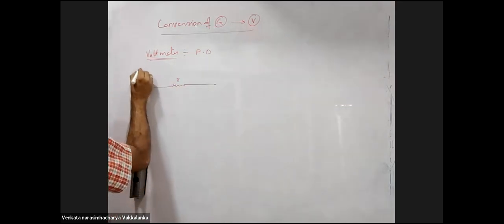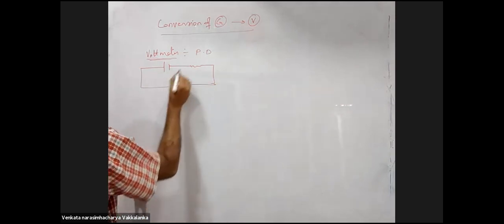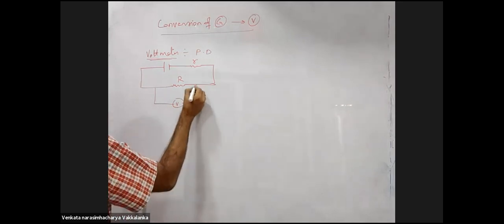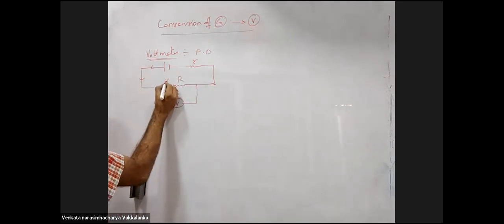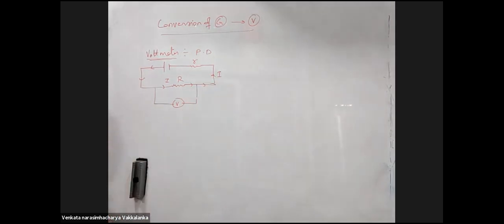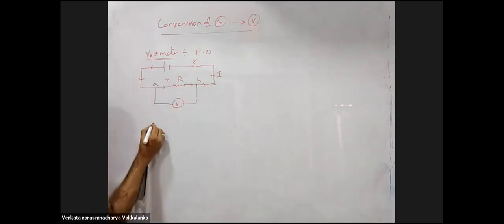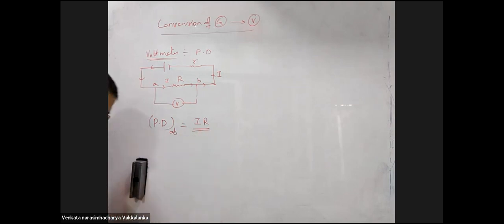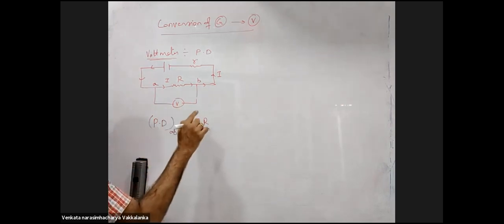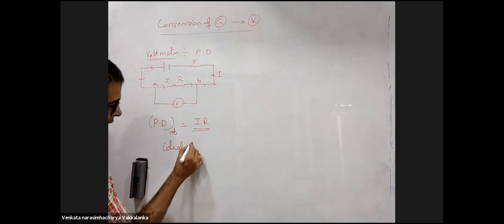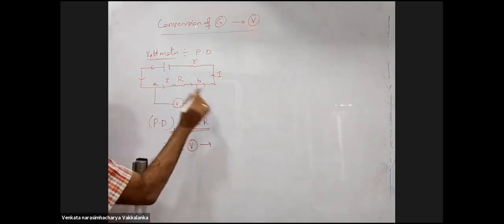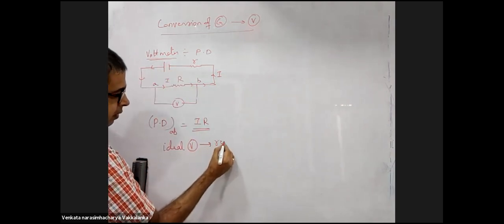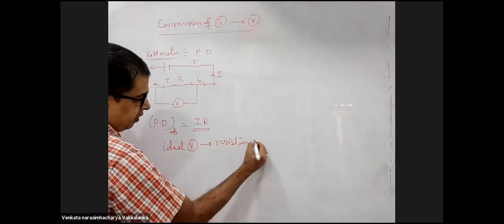This is a resistance. You have a battery. This is R, capital R. I want to measure the potential difference across R. AB. Potential difference across AB is I into R. Ideal voltmeter should not take any current from the circuit, should not disturb the circuit. So ideal voltmeter resistance should be infinity.